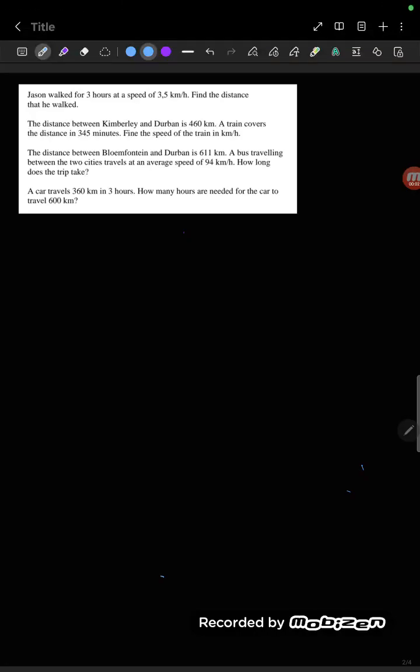Okay, let's talk about rate and ratio again. So, rate and ratio. Jason walked for 3 hours at a speed of 3.5 kilometers. But it was 3.5 kilometers per hour. How many hours? 3.5.